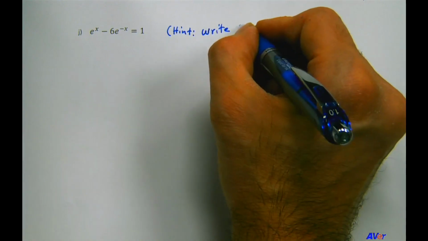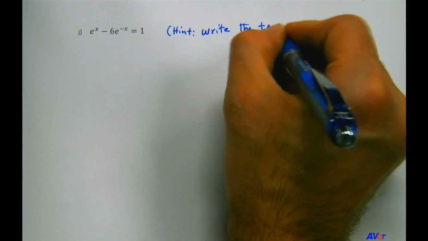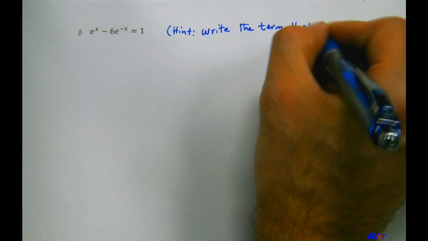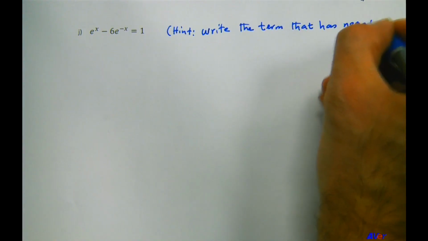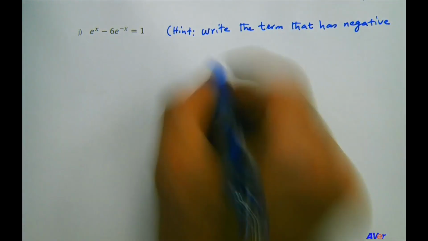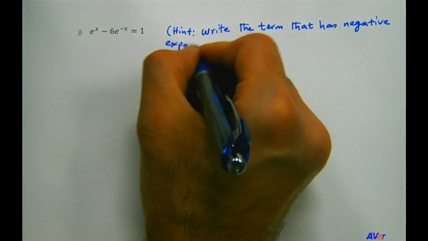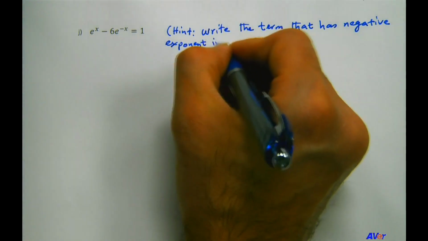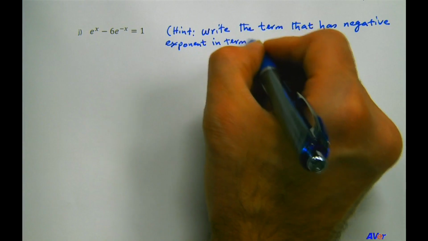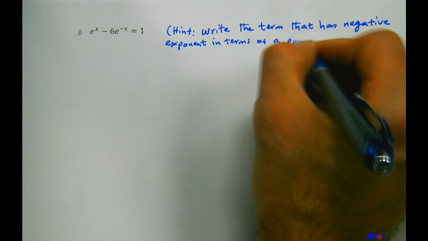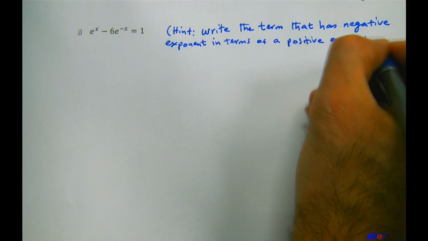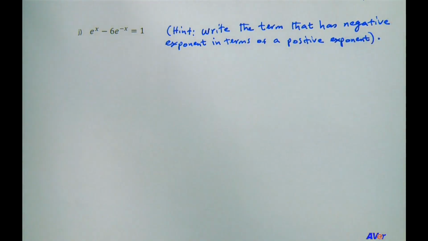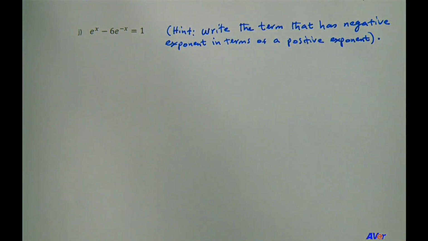Write the term that has a negative exponent in terms of a positive exponent. So that's the only hint I would give you before you pause the video and solve this on your own. Okay?